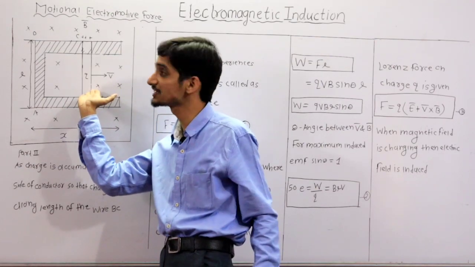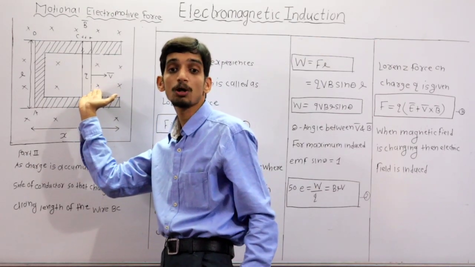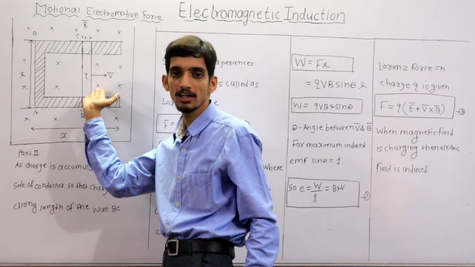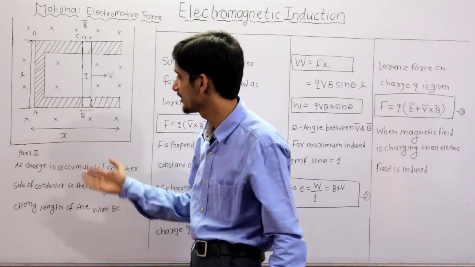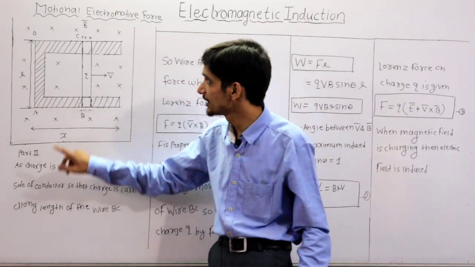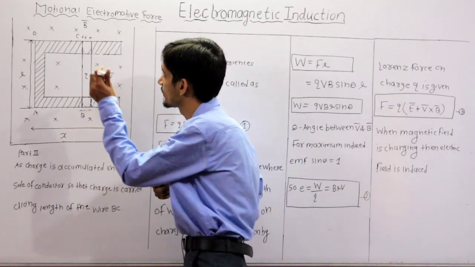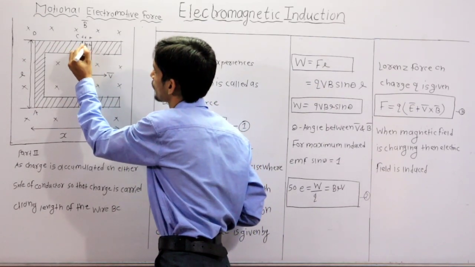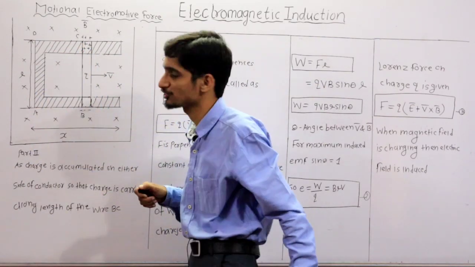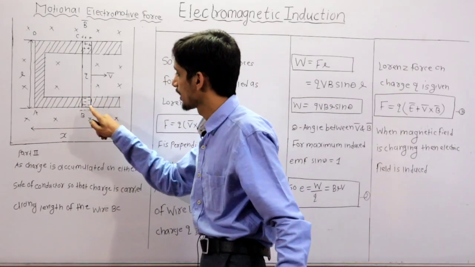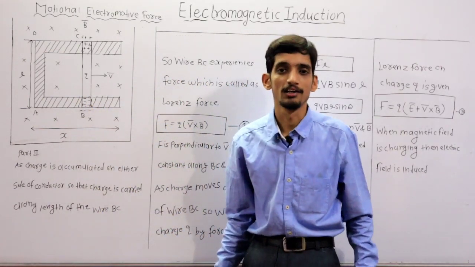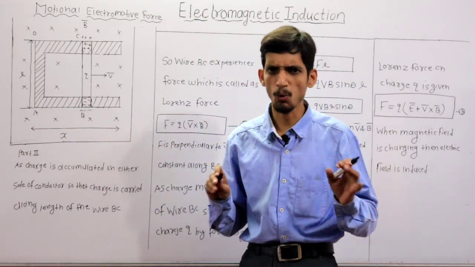Thumb indicates motion of the conductor. Then the palm indicates the direction of the charge which is accumulated. So the charge accumulated on the upper side is positive and on the down side is negative. That's why positive charges are accumulated on the upper surface of this conductor and negative charges are accumulated on the lower side of this conductor. Clear? Okay.